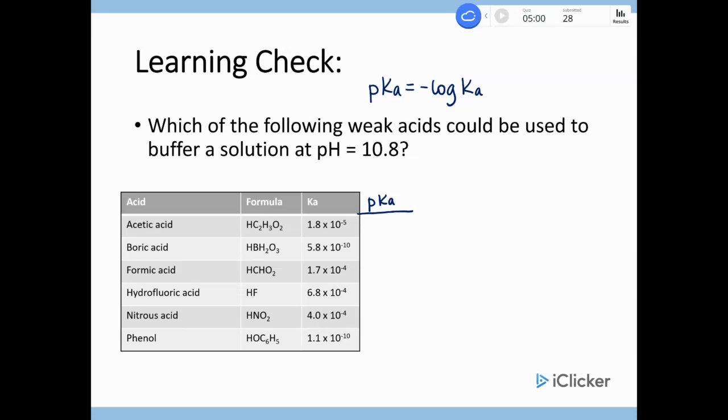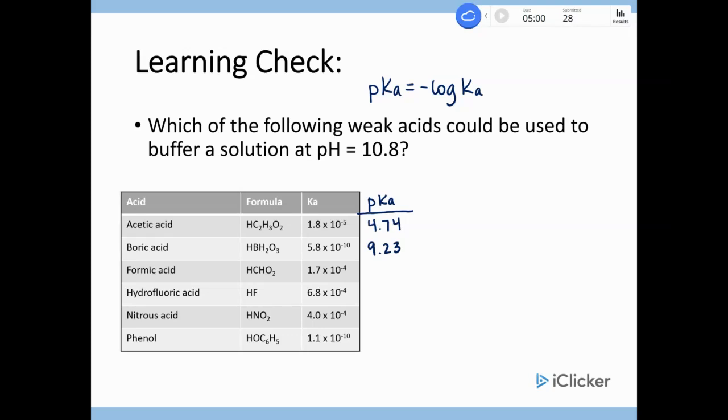So the pKa of the first, acetic acid, taking the negative log of the Ka, is 4.74. That's pretty far from 10.8. That's not going to be a good option to create a buffer solution with pH 10.8. Boric acid pKa is 9.23, so that one's better. Closer to 10.8, but still outside of that plus or minus 1 value.